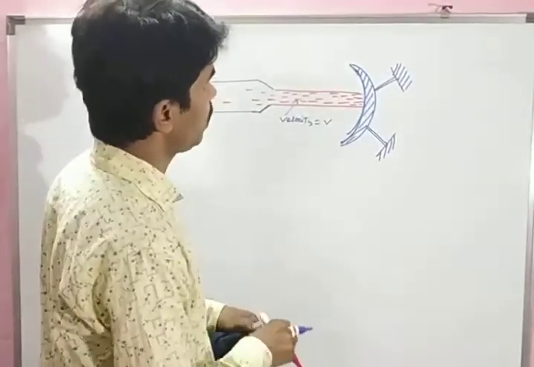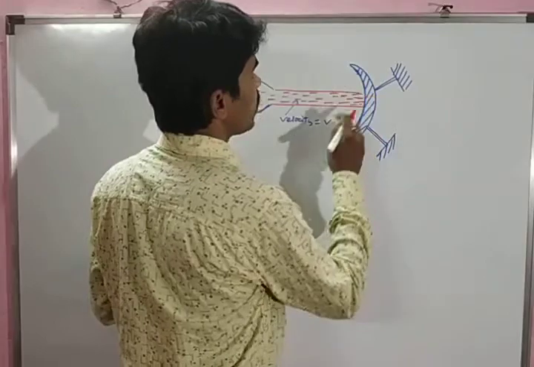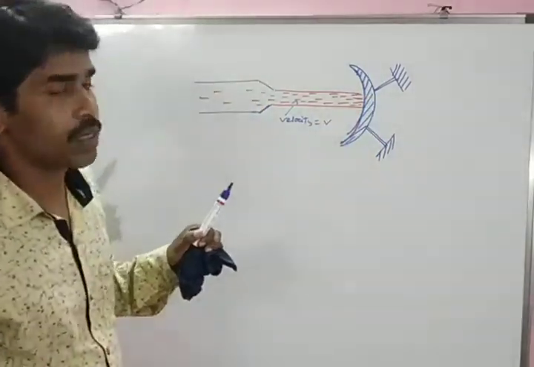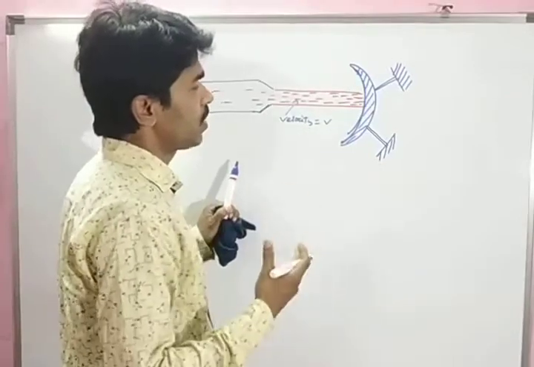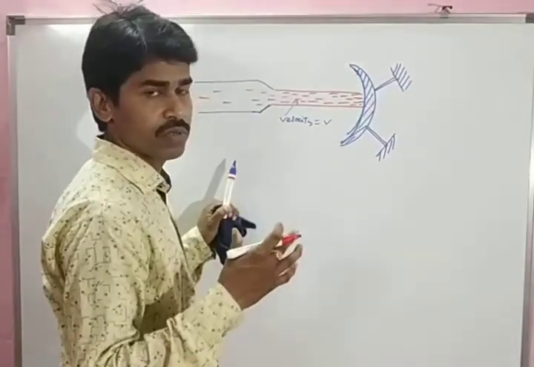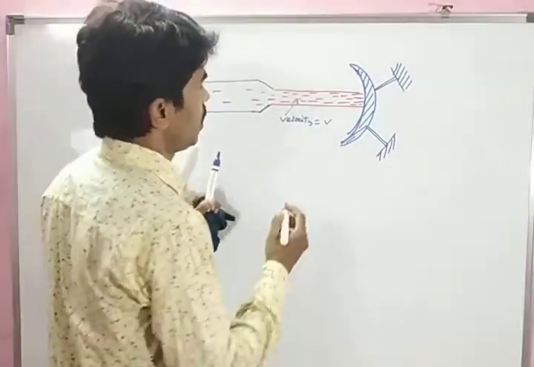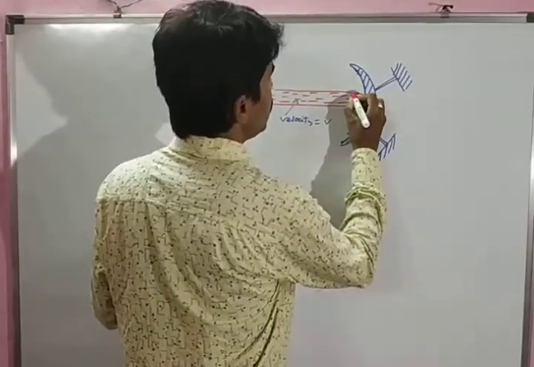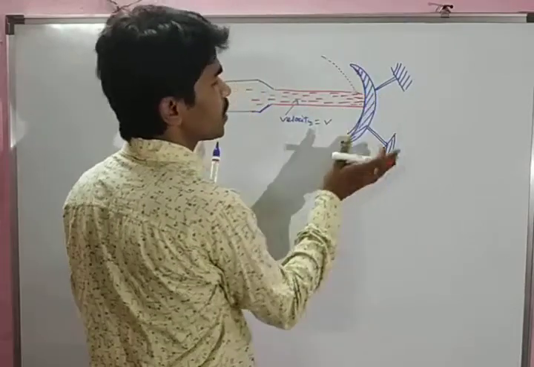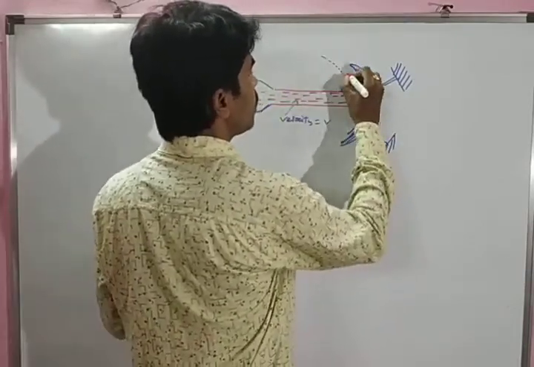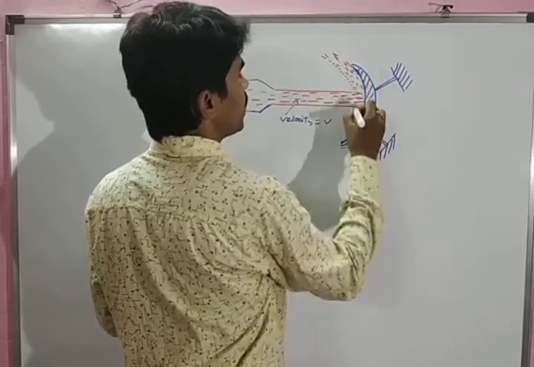Now after striking the plate, the jet will move like this. First, the jet will glide over the surface of the curved plate. Considering the surface is very smooth, there is no loss of energy due to friction. So the water glides over the surface of the plate and flows like this.